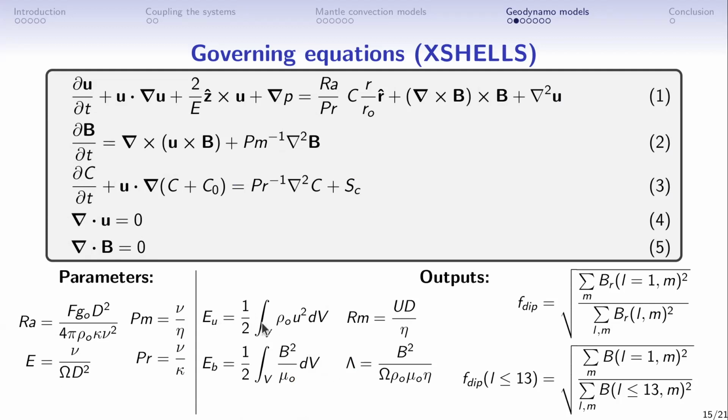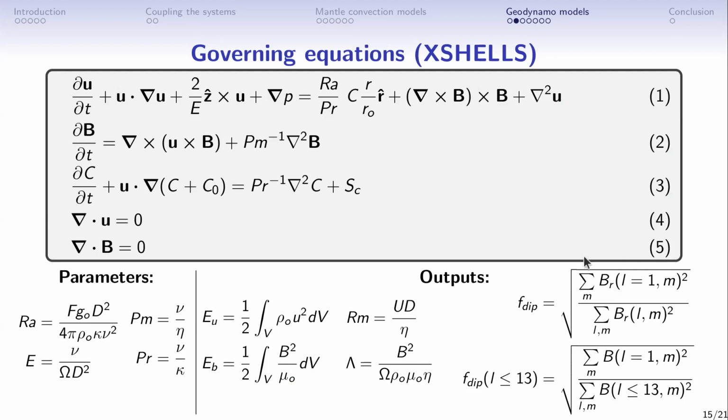EU is the kinetic energy integrated over the whole volume. EB is the magnetic energy integrated over the whole volume. Rm is the magnetic Reynolds number, which quantifies the strength of the flow. Lambda is the Elsasser number, which quantifies the strength of the magnetic field. And I will quantify the dipolar fraction at the CMB in two different ways.